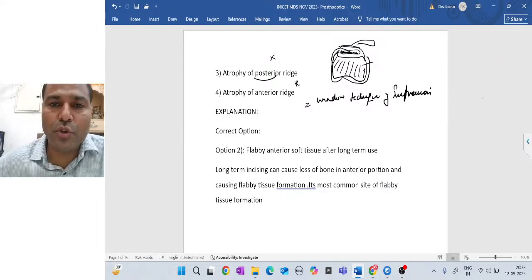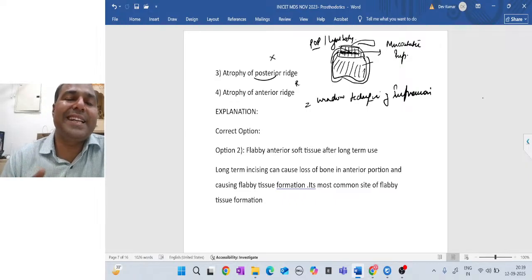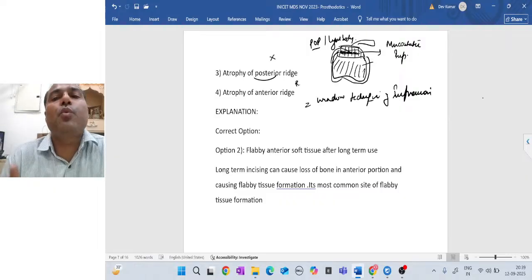Either very mucostatic material over this flabby ridge so that you can record it in mucostatic in rest, okay, with the help of either POP or light body, because we do not want to create any stress, we do not want to displace this tissue because it is poor in support. Your flabby tissue, write down, it provides poor support.